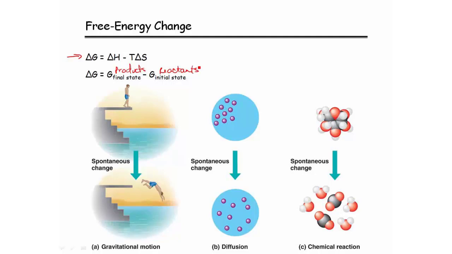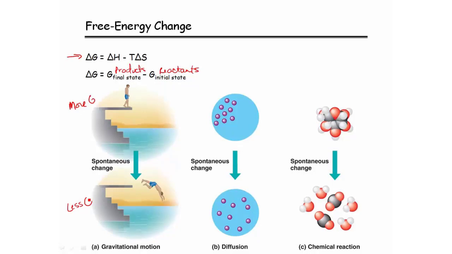So if we look at these three examples, we're back to our diving board example. And as we said before, if the man is on the diving board, we would say that he's going to have more potential energy, or we could say a higher G. More G, higher G. So more free energy up there. Once he jumps off and he lands in the water, he is going to have a lesser amount of free energy. So a lower G for that matter.